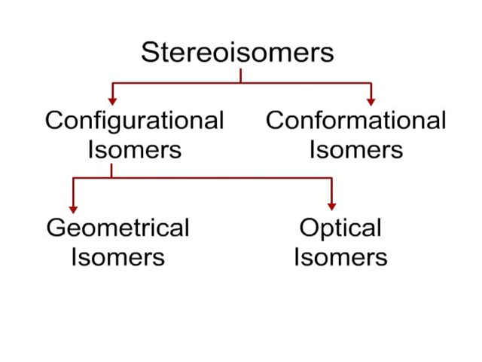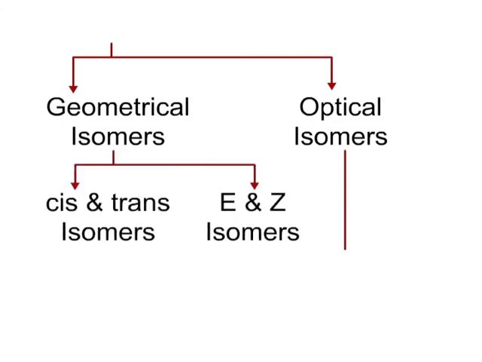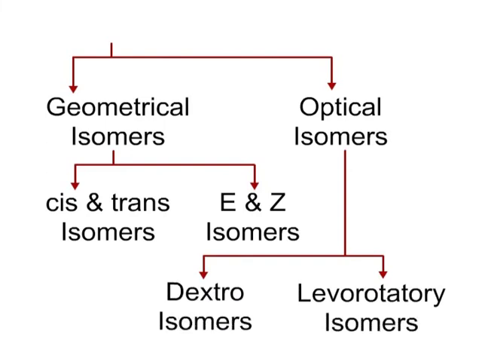We learned that geometrical isomers can be divided into cis and trans and E and Z. Optical isomers can further be divided into dextro and levorotatory isomers. In our next session, we will learn about conformational isomers.